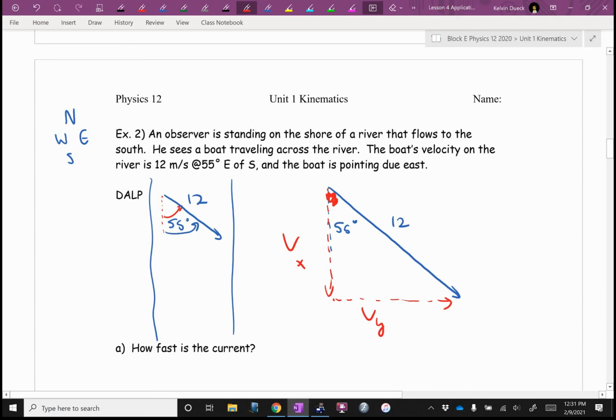Jack, what do you want to find first, VX or VY? What's A asking me to find? Which one of these is the current? I probably should have drawn a little arrow with the VR to remind myself that it's flowing south. And you know what, Mr. Duick? You drew these wrong. Thank you, because I was going, oh, it's got to be VY. I'm sorry, I put the X and Y in the wrong place. I'm so used to doing the X first. Y is vertical. That's totally on me.